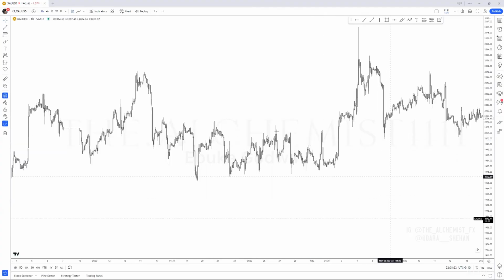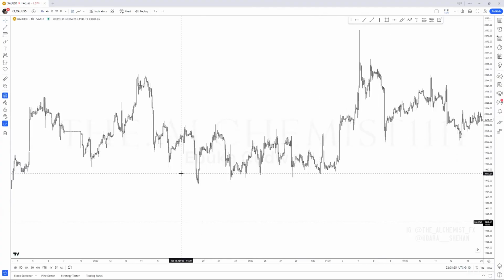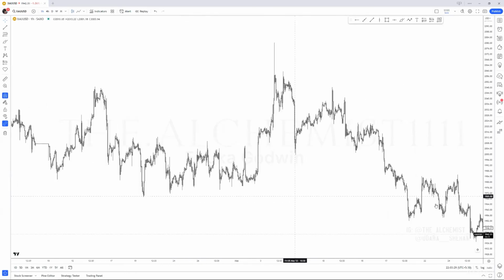Also, when it is in a consolidation, I think it's better to stay out of the market. Okay, so stuff like that. So I'll show you all of it. Okay, I will show you all of it.